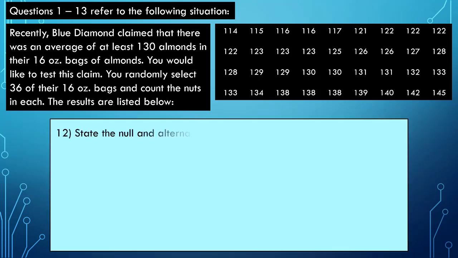Question number 12. State the null and alternative hypotheses. We've been doing several questions, but in the back of our head, if we read through this problem, this is a hypothesis test. So we're finally getting to the point where we're going to do the hypothesis test based on all the values that we found so far. So to perform the hypothesis test, we need to state our hypotheses. So let's go ahead and look for some keywords here. We see average, at least, 130. Average tells us mu, at least is greater than or equal to, and 130 is the number. So mu greater than or equal to 130.